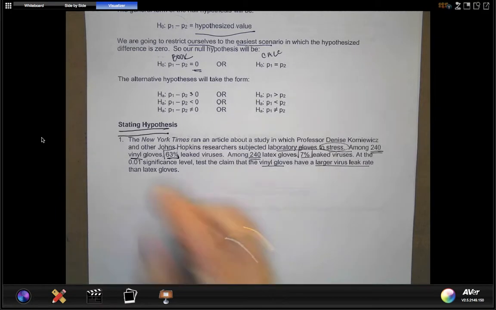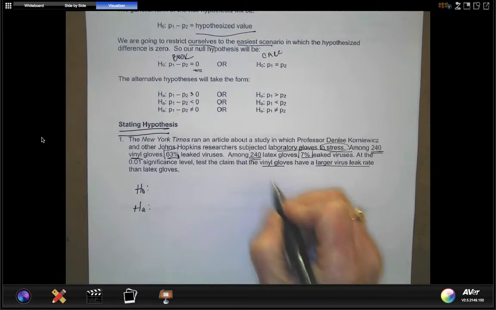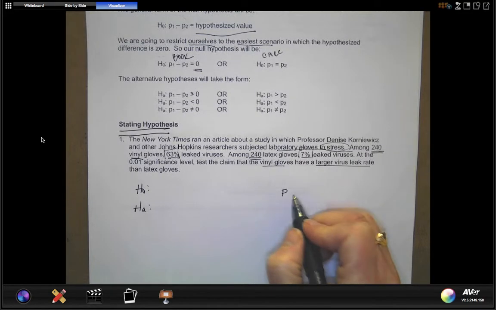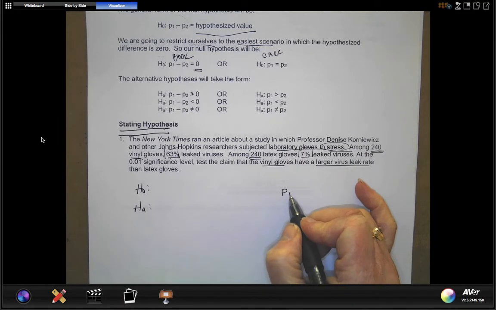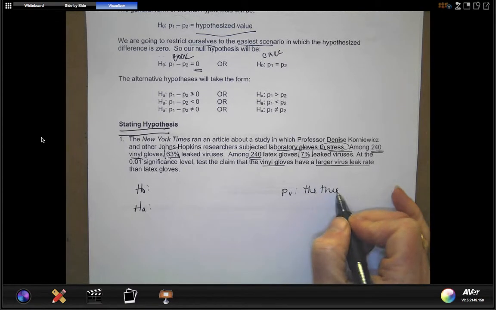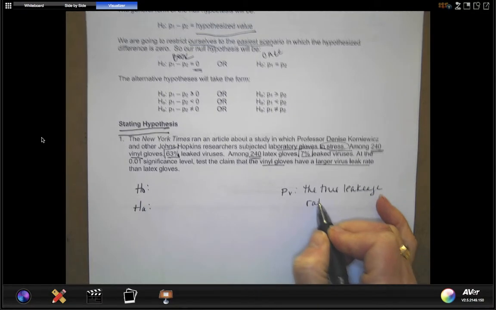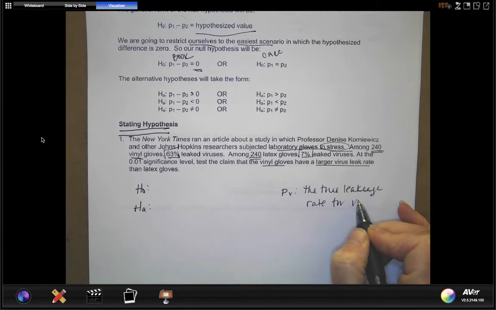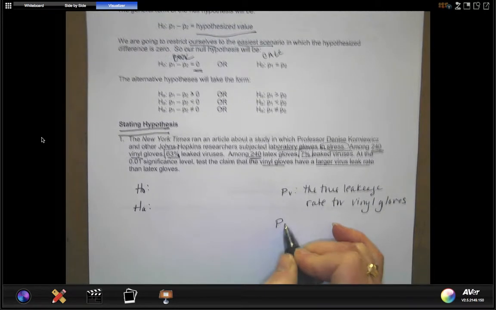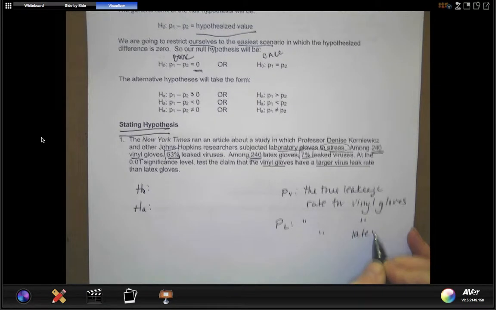All right, so you can use the 1s and 2s. Another way we could do it is we could always use symbols. So I could say PV is the true leakage rate for vinyl gloves, and PL is the true leakage rate for latex gloves.